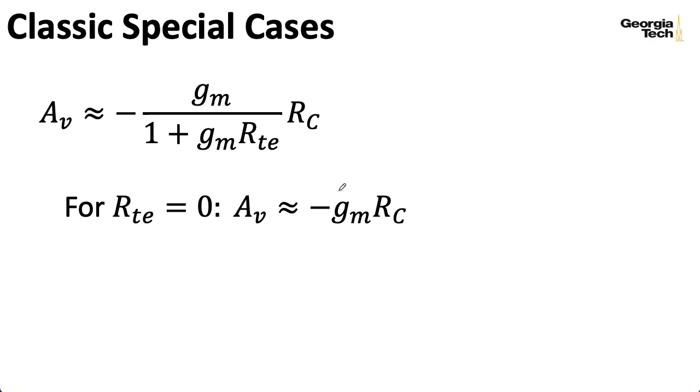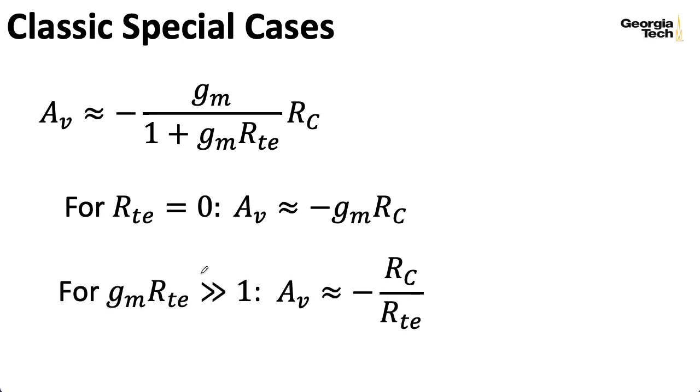Now let's consider the case where we're not fully bypassed. So if we have the situation where this GM times RTE term is a lot bigger than 1, then we can effectively get rid of the 1 and cancel out the GM. So then we have minus the collector resistance over the combined resistance at the emitter. And this is the formula you're probably used to seeing on most websites or whatever. I just want to make the point that this doesn't drop out of nowhere. There's a lot of approximations that you make in order to cause this formula to appear.